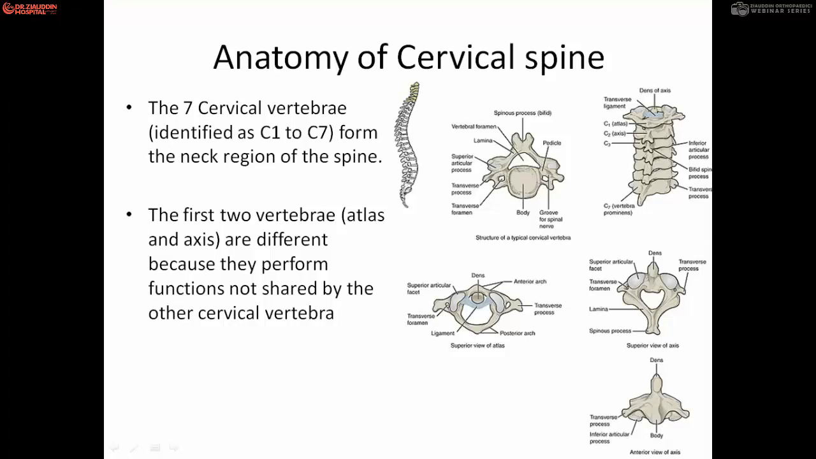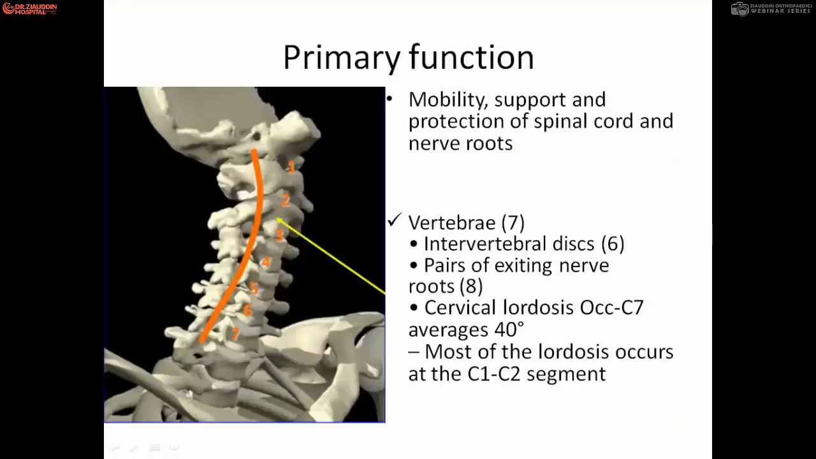They form the neck region of the spine. The first 2 vertebrae, atlas and axis, are different because they perform functions that are not shared by the other cervical vertebrae. The primary function of the cervical spine is mobility, support, and protection of the spinal cord and nerve roots. There are 6 intervertebral discs, and along with that, there are 8 pairs of exiting nerves.